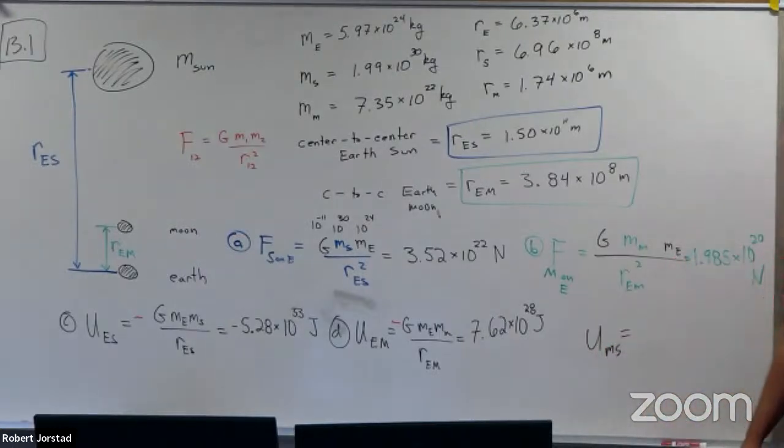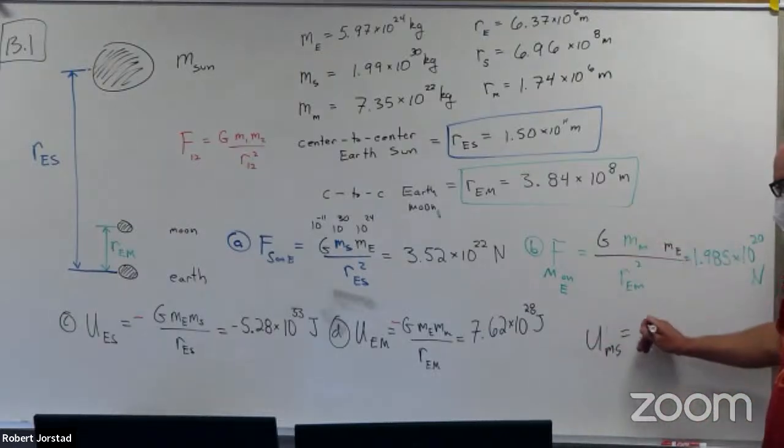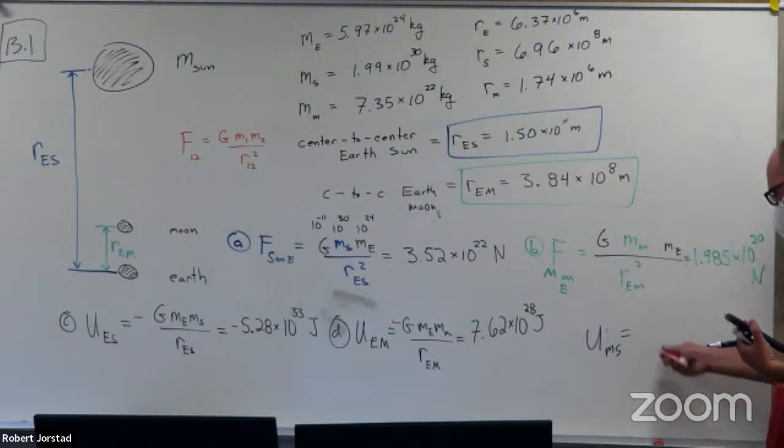Okay, and so what would that be? What would the equation look like if I wanted the moon and the sun? I would need a negative sign. I'll write that. I think I got the hard part there.